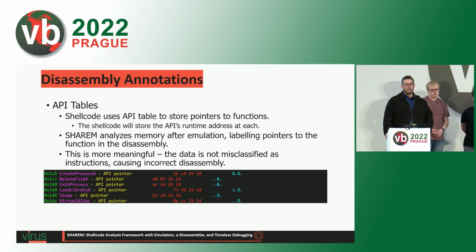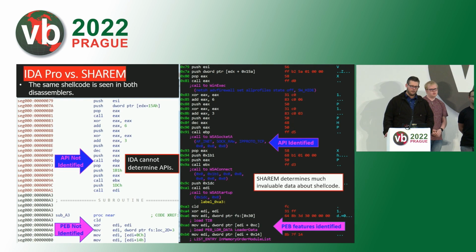API tables, so we can analyze the memory and determine something, for instance, could begin as a series of null bytes and then later be initialized to a runtime address, and we can have that updated, and so we can not only see what those specific bytes are supposed to be, but we also have them labeled. So let's compare IDA Pro to SHAREM. So IDA Pro, we're not able to identify the APIs, unfortunate. We're not able to see PEB information, also unfortunate. But over in SHAREM, we have all of that displayed for us in vivid color.